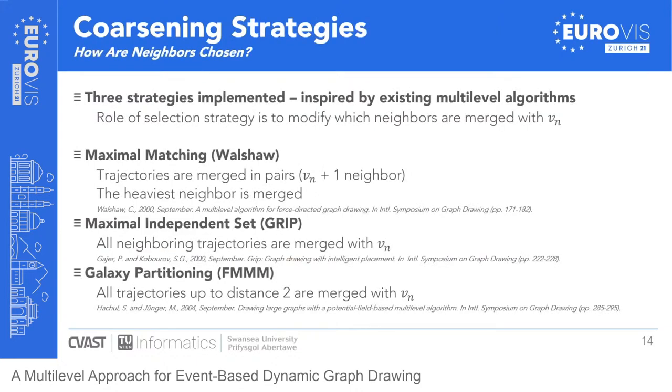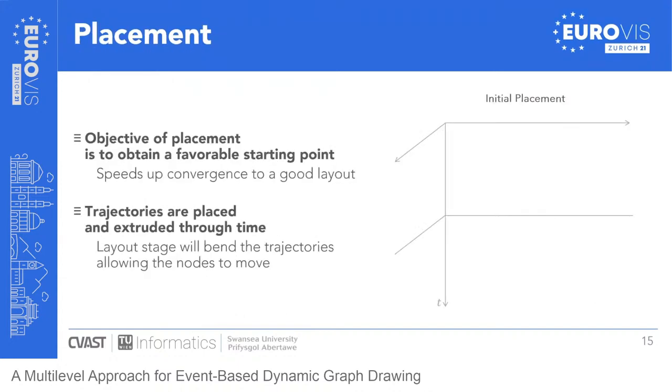We implemented three different coarsening strategies whose role is to select which neighbors to merge together when a representative is chosen. The first one is the maximal matching, in which trajectories are merged in pairs. Then we have the maximal independent set inspired by GRIP approach, in which all neighboring trajectories are merged with the representative. And finally, we have the galaxy partitioning inspired by FM3, in which all trajectories up to distance 2 are merged with Vn. Once the coarsening is done, the objective of the placement is to obtain a favorable starting point which would speed up the convergence to a good layout.